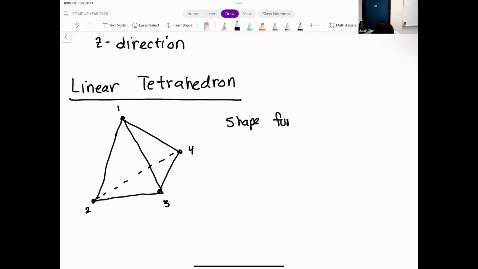Just like we covered last week, we can write out the shape function for this element. The big difference here is that because we're in 3 dimensions, we have to include the z direction as well. So all of our functions are going to be functions of three variables. We have T of x, y, and z.